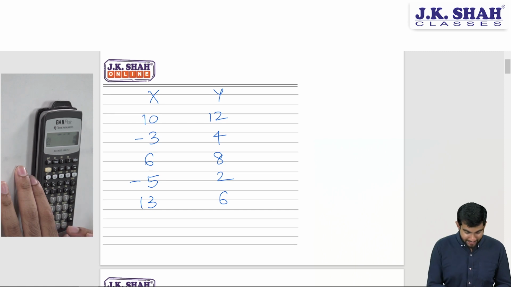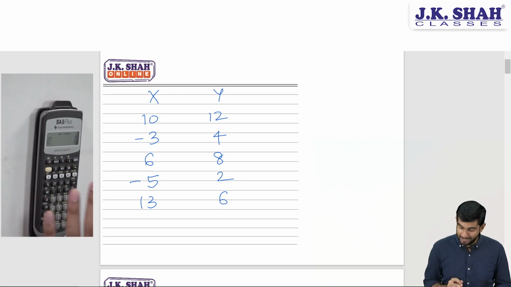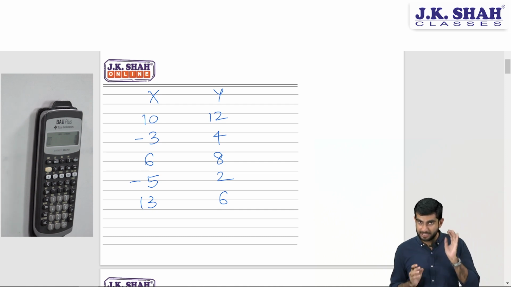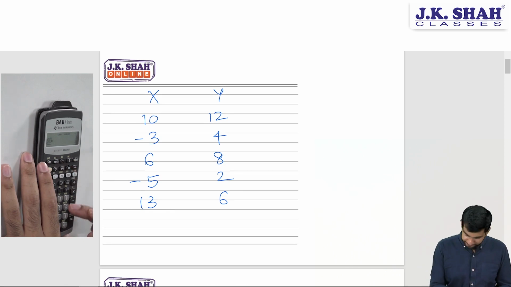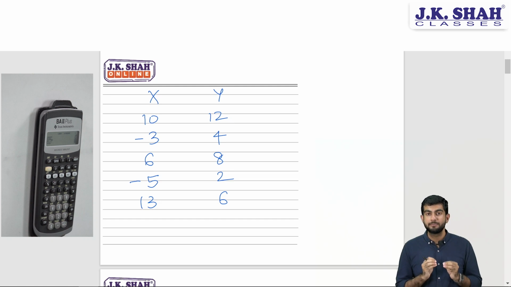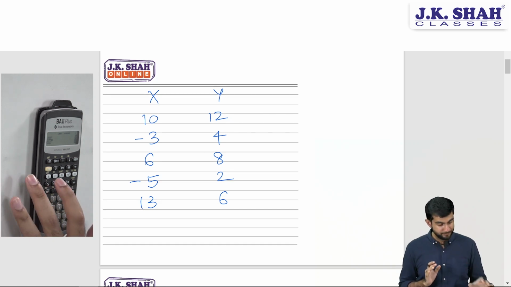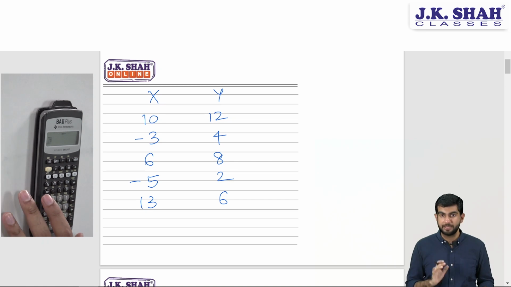X01. So I input 10, press enter, press down arrow. In Y01 I input 12, press enter, down arrow. Like that, keep inputting all the numbers till X05 and Y05 respectively. So X02 would be -3. Now after you have inputted all the numbers till Y05, wait there, press second, press the 8 number key.